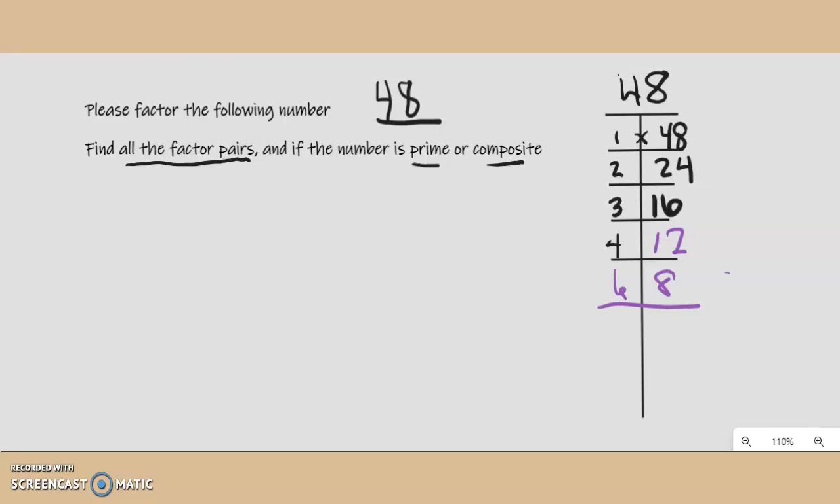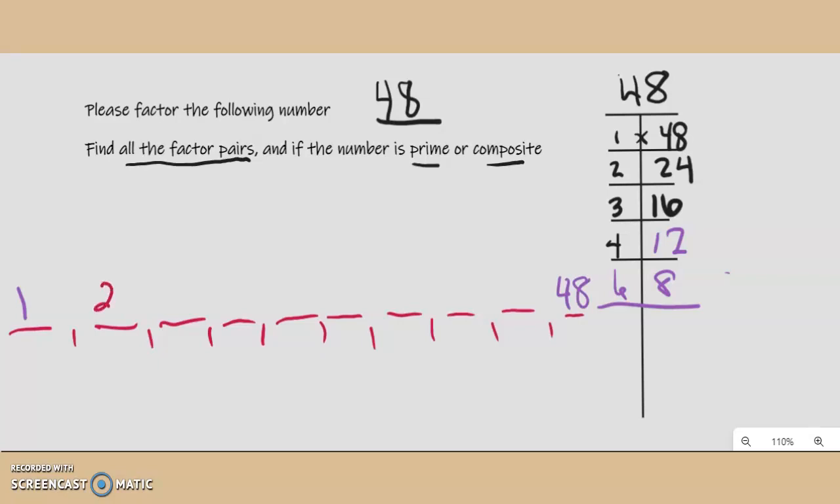So I'm going to put down 10 lines. 1, 2, 3, 4, 5, 6, 7, 8, 9, 10. And put little commas in between them and do my factor rainbow here. And then I'm going to write it out. So I'm going to have 1 and 48. 2 and 24. Then I'm going to have 3 and 16, and then I'm going to put 4 and 12 here, and then I'm going to put 6 and 8. And those are all the factor pairs.